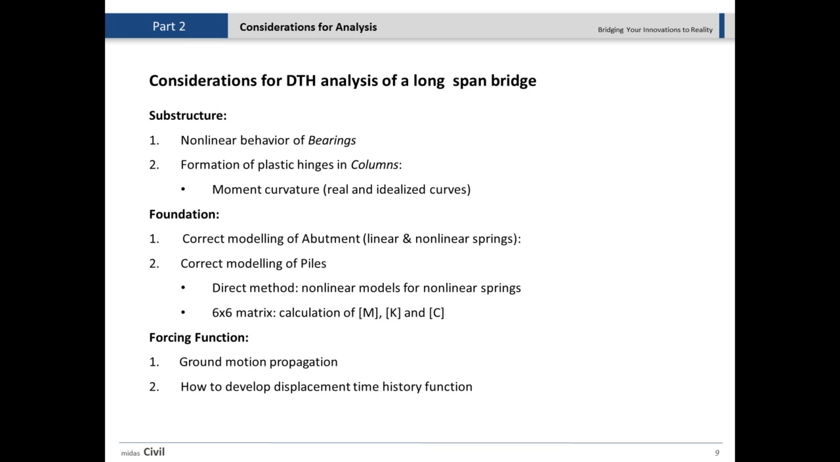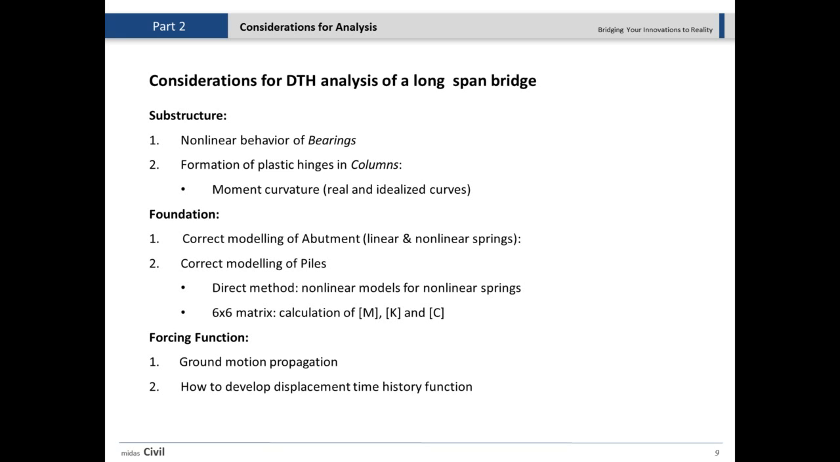And after the abutment, we're going to talk about how to model the piles, because when the piles are surrounded by soil, we have to simulate the soil springs, and there are different methods. When you have a large structure, what you have to do, and when you have a smaller structure, what you have to do, and then different methods for generating those options. So we're going to talk about the direct method and also the substructure method.